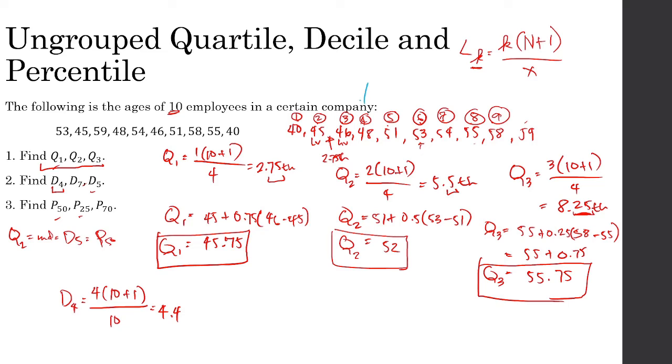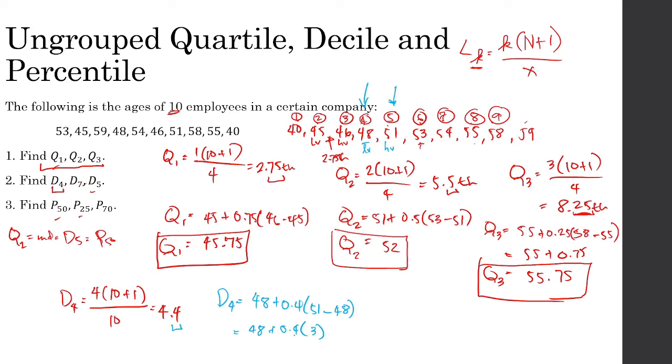So we will be using the fourth value, which is 48. That will be our LV there. And the fifth value, because it is in between, which is 51. This will be our HV. So for the fourth decile, get the lower value, which is 48. Then you just need to add that to the fractional part, which is 0.4, multiplied by 51 minus 48.